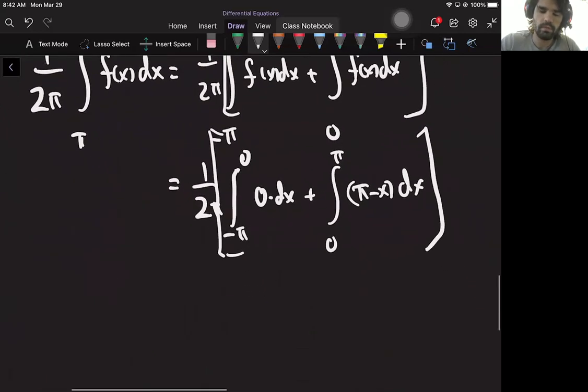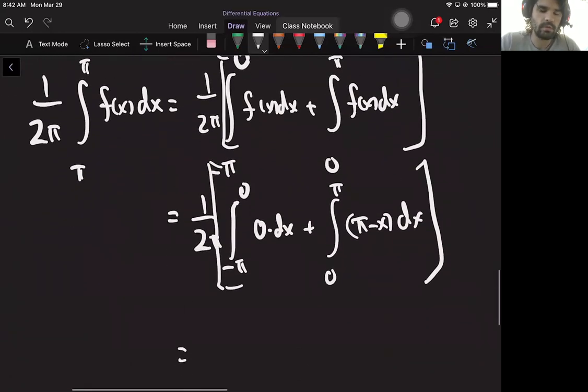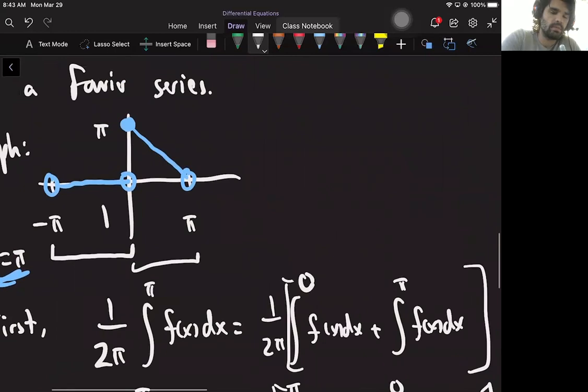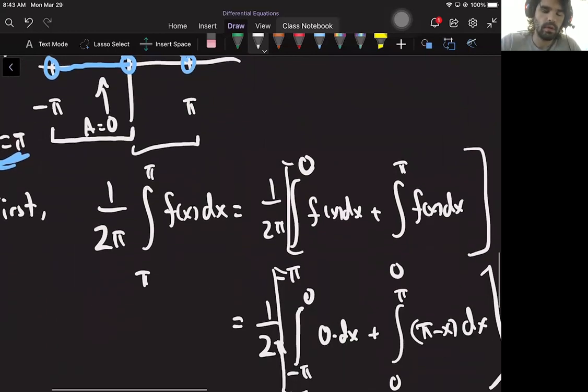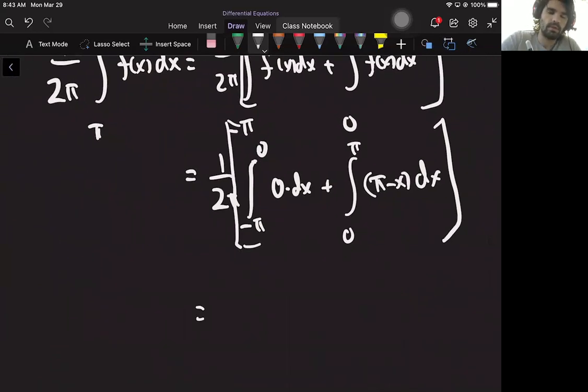So the integral of 0, well, we don't have to worry too much about it because you can just think about it in terms of area. What's the area under this blue line here? It's just 0. So I'm not even going to think about it too much. That's just going to be 0.